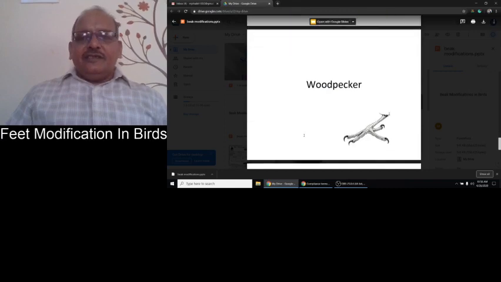This is the feet found in the woodpecker, called the climbing feet, which shows four toes, out of which two toes are in the forward direction and two toes are in the backward direction. This is to facilitate the walking of the bird in the vertical direction. The backward directed toes balance the body weight and the forward directed toes give the direction.